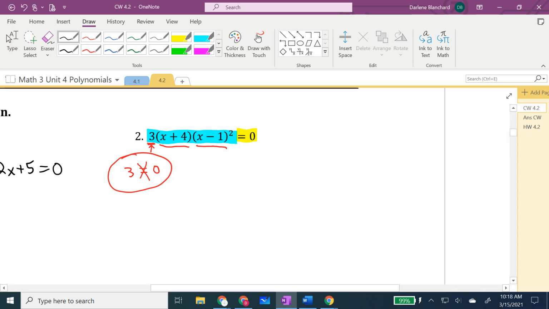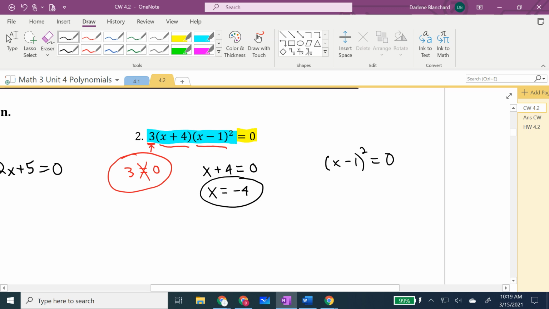Now, some of you already know the answer. I'm going to go through more detail for those of you who need to see it. Set each individual factor equal to 0. Subtract 4 from both sides, and you get an answer here.